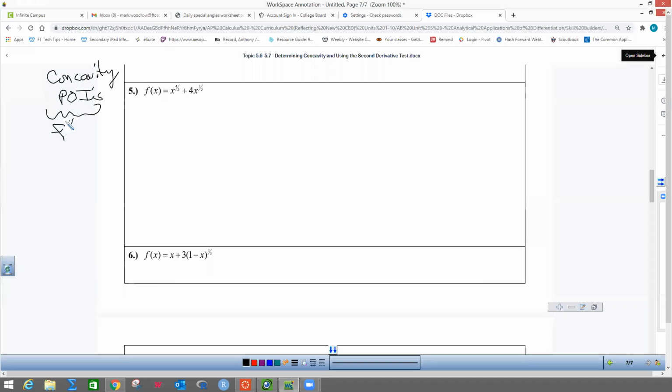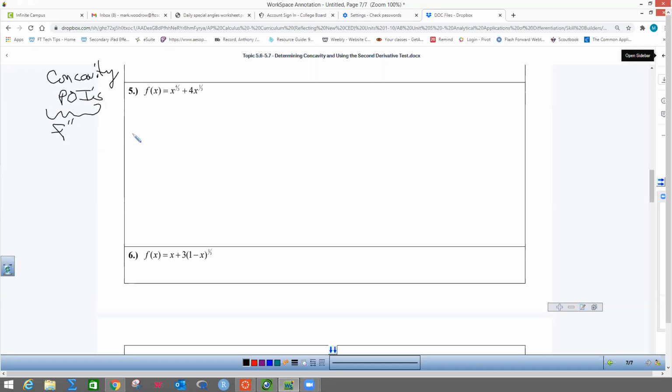So what we need to do is, points of inflection happen where concavity changes from either plus to minus, which is concave up to concave down, or minus to plus, which is concave down to concave up. That's where the points of inflection are. So we need to, first of all, find the second derivative.